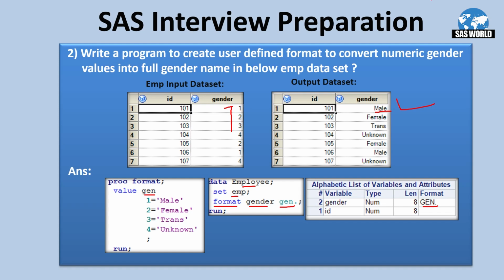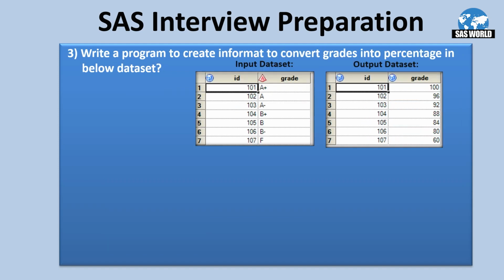Let's move on to the next question. Write a program to create an INFORMAT to convert grades into percentage in the below dataset. So we have grades in the input dataset.